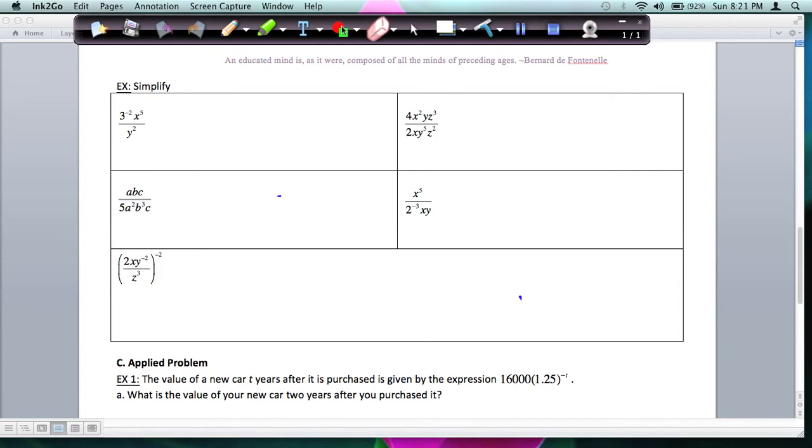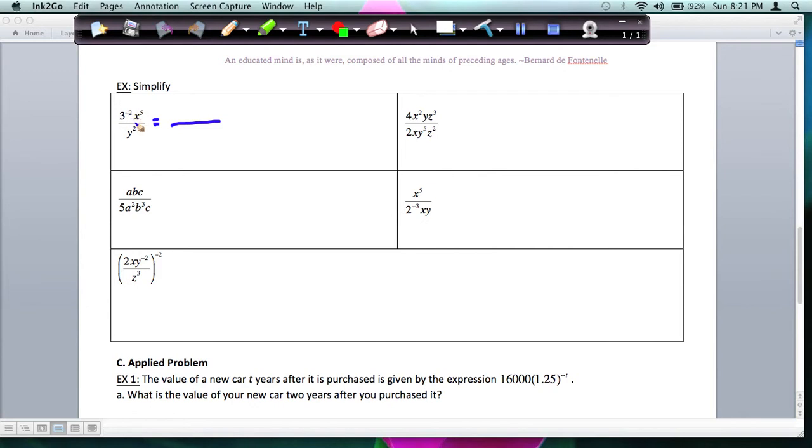Let's look at a couple of examples. So the first example we're going to look at, we don't have any parentheses, so all I need to do first is see if I have any of the same bases, and I don't. I have a 3, an x, and a y, so there's nothing there that I can simplify first. So I'm going to go ahead and draw my fraction bar, and notice this is 3 to the negative 2 power. You cannot simplify this until you get rid of the negative exponent.